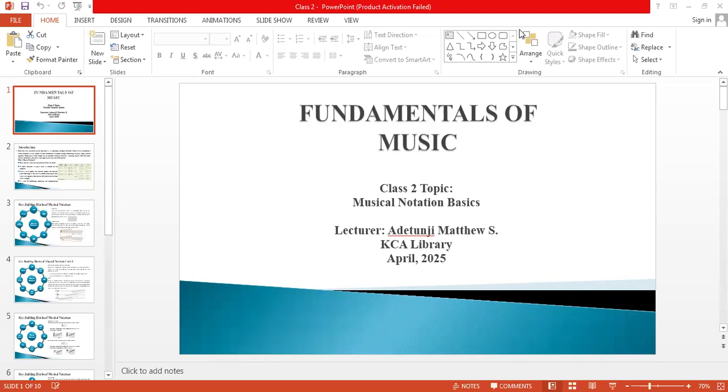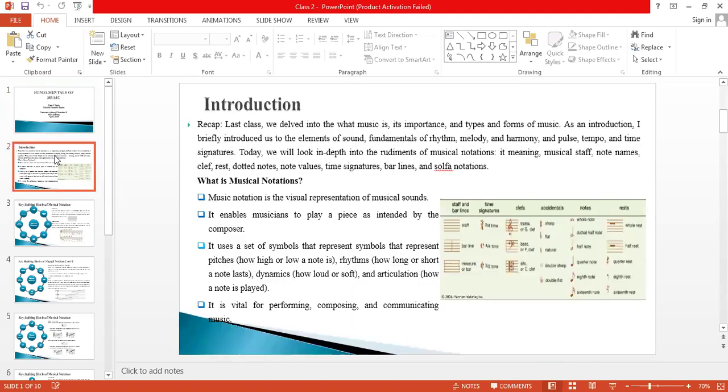Last week, we were able to look into the introduction to music and its basic concepts. We were able to delve into what music is, its importance, and types and forms of music. As an introduction, we briefly introduced ourselves to the elements of sound, the fundamentals of rhythm, melody, and harmony. We also looked at the definitions of pulse, tempo, and time signature.